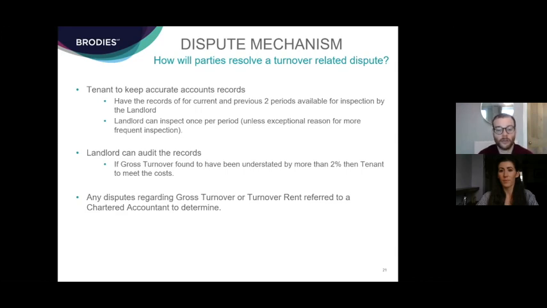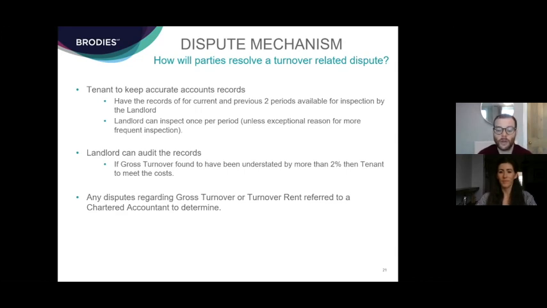The tenant has an obligation under the lease to keep accurate accounts records, and I know you're going to have a quick chat about them in the next slide. But essentially, that's all the information that they have and provide to the landlord in order to calculate the turnover. And the landlord is entitled to inspect these once per turnover period, unless there's an exceptional reason for doing otherwise. And the landlord's also able to audit these records, as you touched on previously.